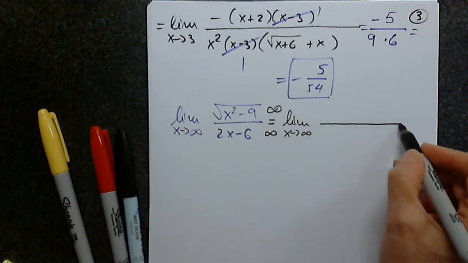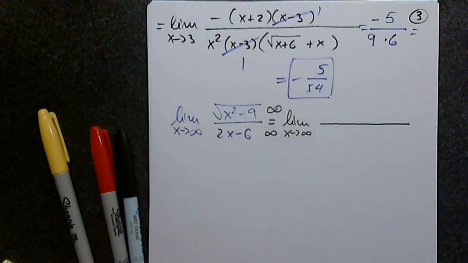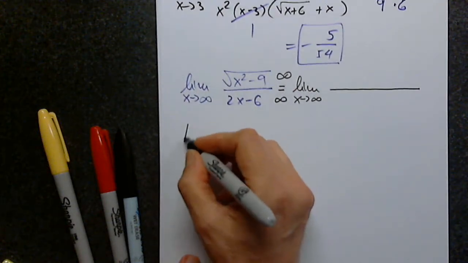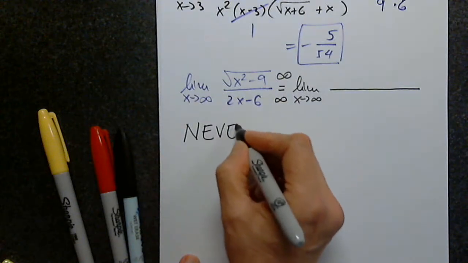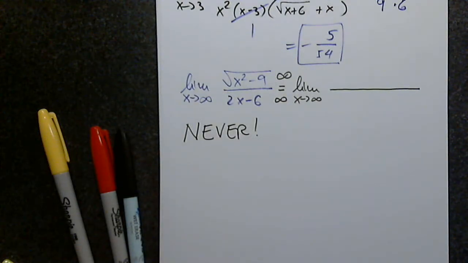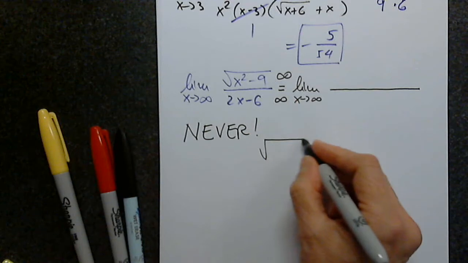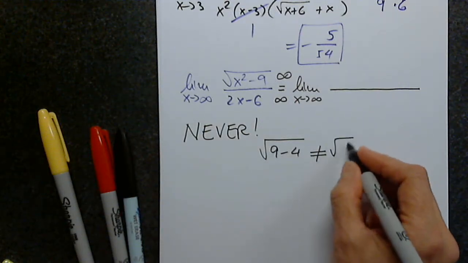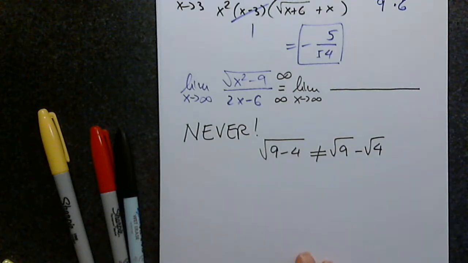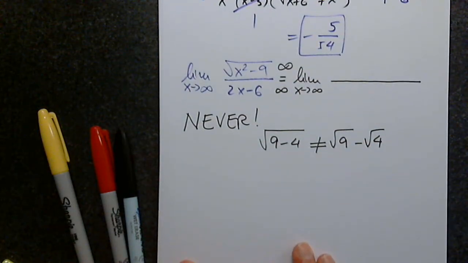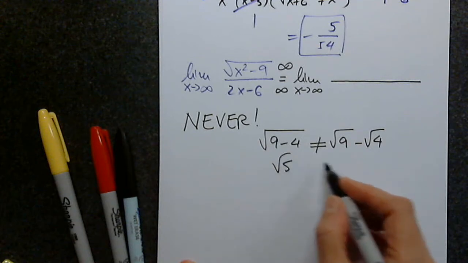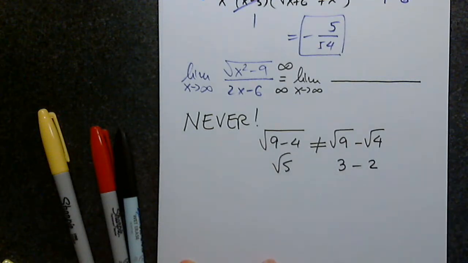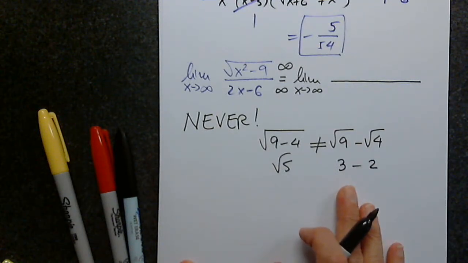Square root of x minus square root of... you can do square root of x squared times the square root of 1 minus 9 over x squared on the numerator. Factor in. Alright, cool. The square root of 9 minus 4 will never equal the square root of 9 minus the square root of 4. What did I do? Because this is the square root of 5, and this is 3, and this is minus 2. So the square root of 5 will never equal 1.